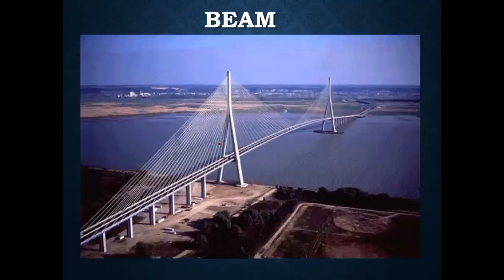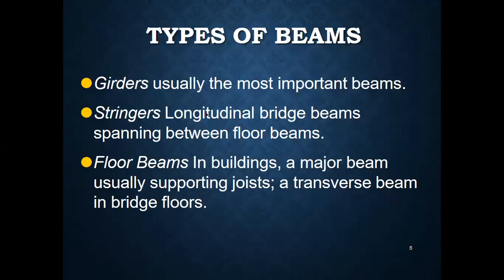Moreover, you can see these beams in the form of girders on road bridges. Girders are the most important beams, and then we have the stringers. These are the longitudinal bridge beams, and they usually span between the floor beams. The floor beams are basically the major beams that support the joists or the transverse beams in our structures.